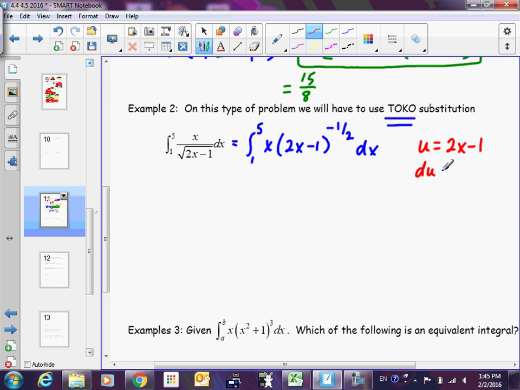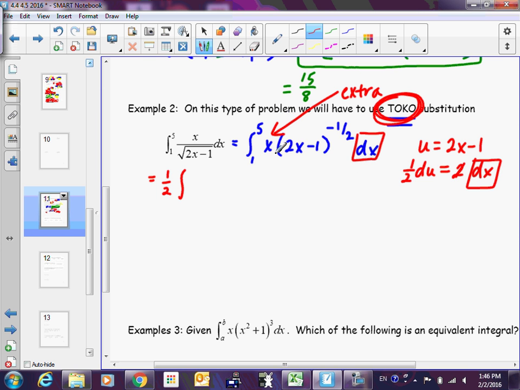Immediately we figure out what du equals, which would be 2 dx. Move that 2, divide it over, and that's going to go in front of the integration symbol. If you notice, there's a dx that I'm going to replace with a 1/2 du, but there's an extra x. That's how you know this is a TOCO problem, because this x is extra. It's not part of the x dx. It would be nice if this was x dx. It would work out nicely, but it's extra.